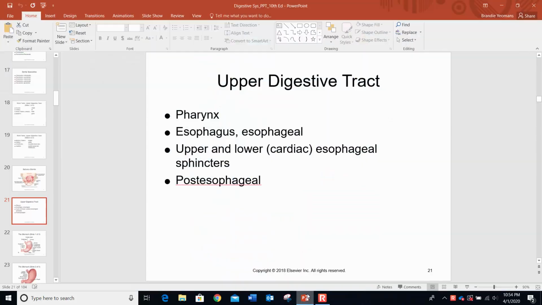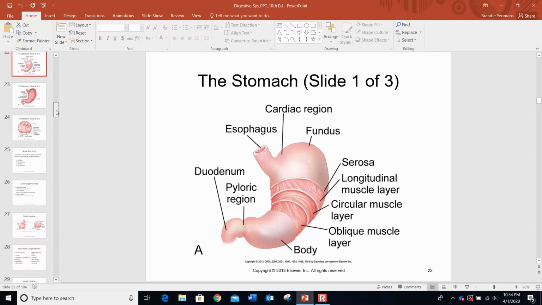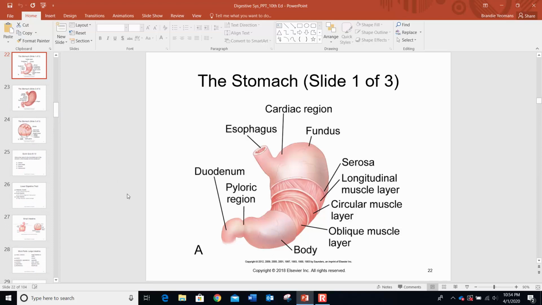So this is part 2 of the digestive tract, our digestive system. We're going to start here after we've just finished with the upper digestive tract. So let's start with the stomach at this portion. The stomach looks kind of cool.